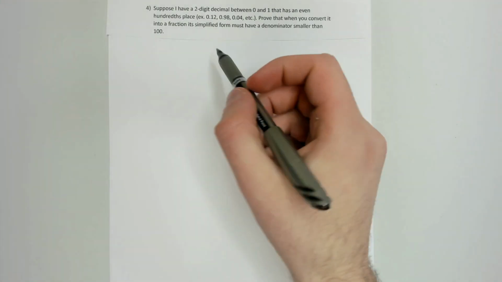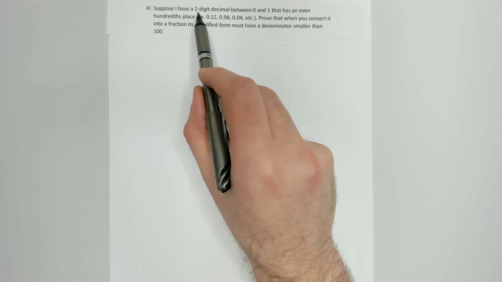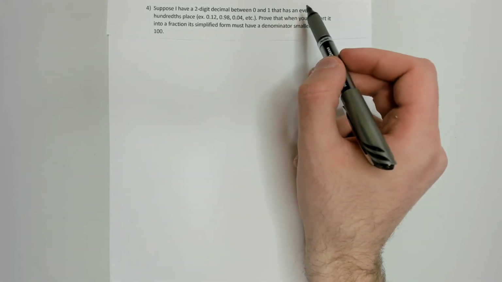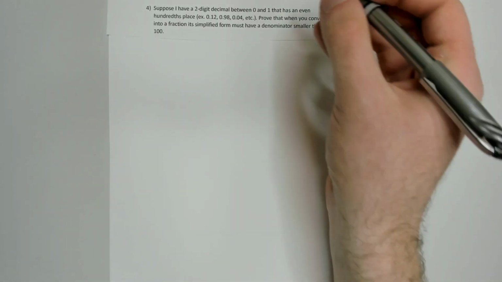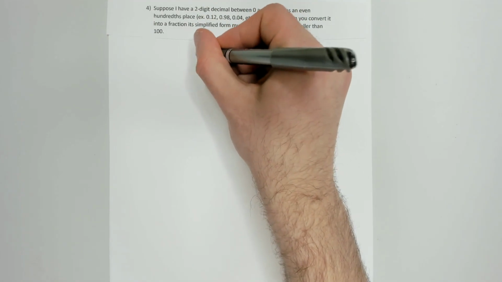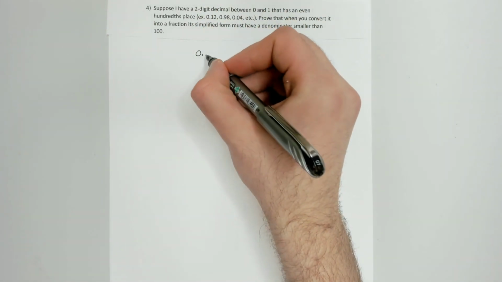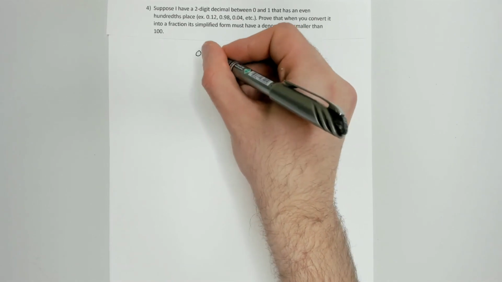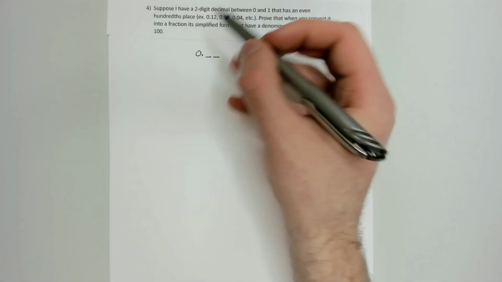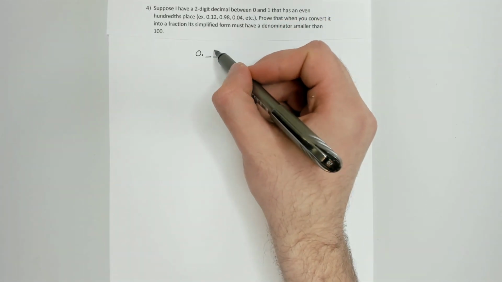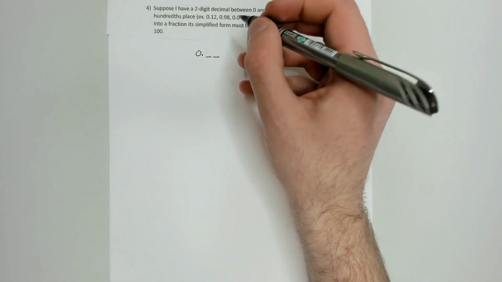All right, so question 4, it's a little more challenging, but I think you can still do it, and I think it's a really interesting problem, so hold on to your hats. So suppose I have a 2-digit decimal between 0 and 1, and it's an even hundredths place. Okay, so it's a 2-digit decimal, and it's between 0 and 1, so we have a 0 point, and then we're going to have 2 digits here.